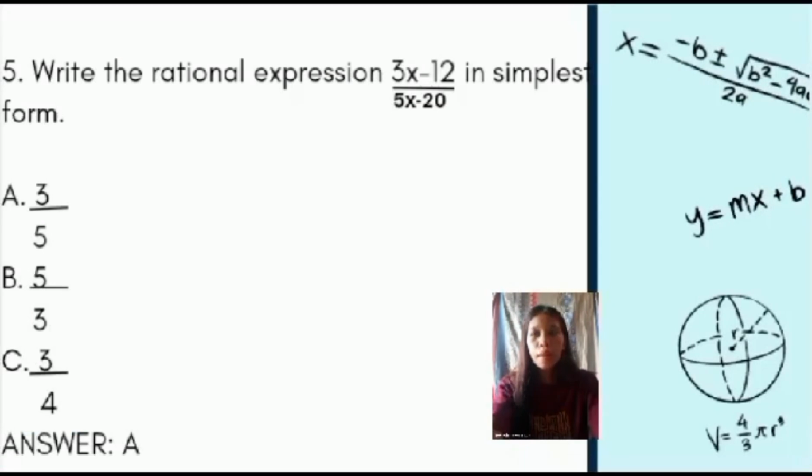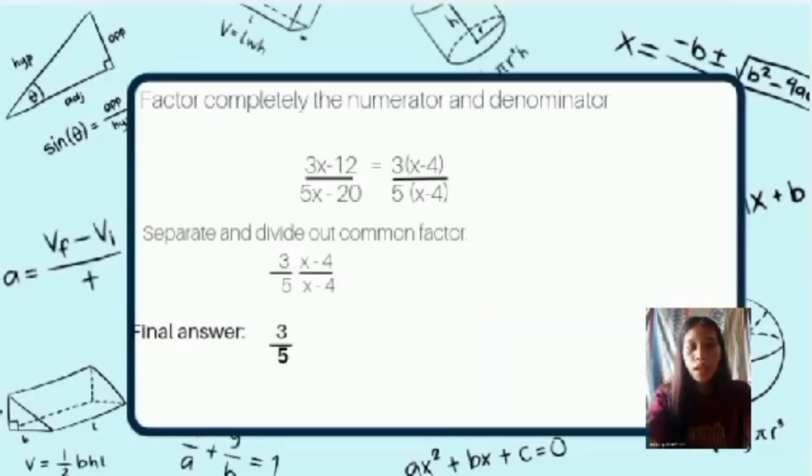The next question is about simplifying rational algebraic expressions. The question is, write the rational expression 3x minus 12 over 5x minus 20 in simplest form. The answer here is A, 3 over 5. The first thing we can do is factor completely the numerator and the denominator. The factor of 3x minus 12 is 3 times x minus 4, and 5x minus 20 is 5 times x minus 4.